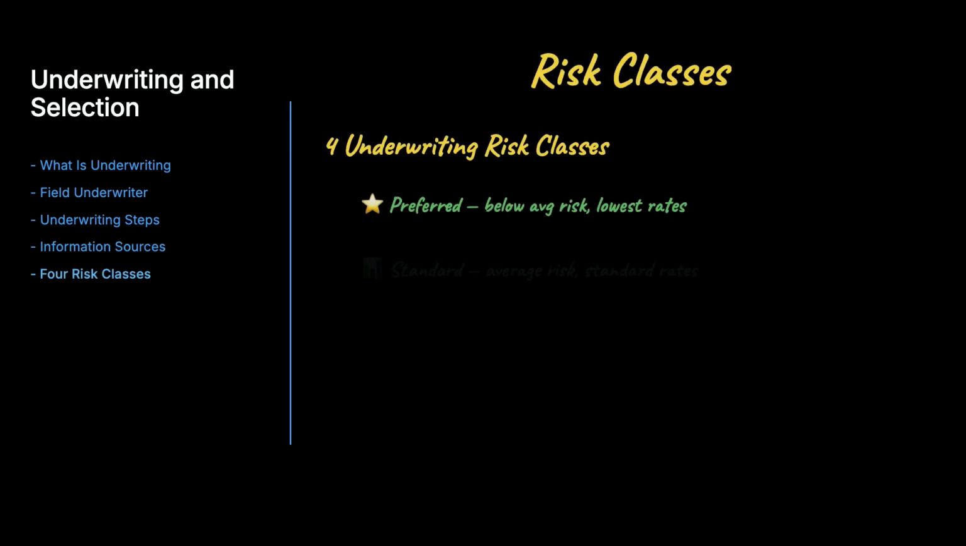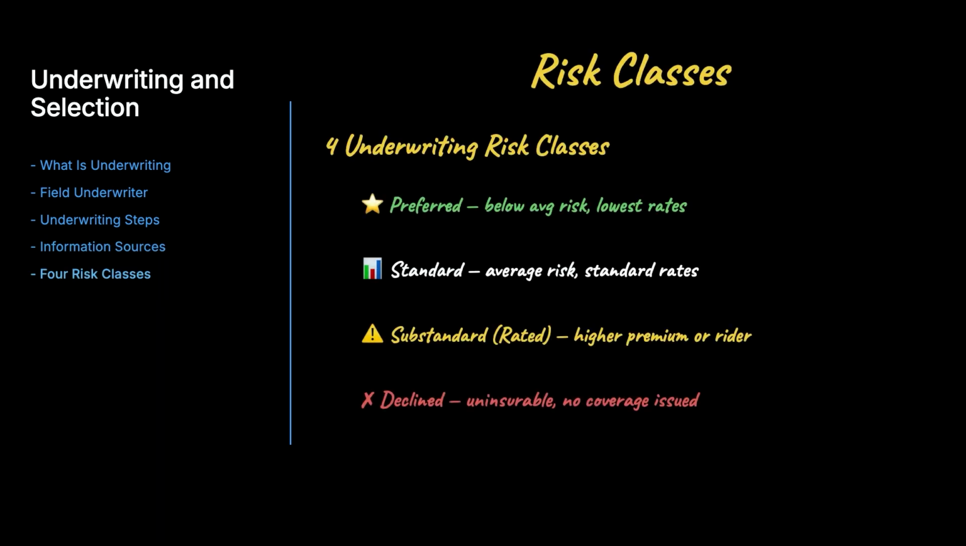After reviewing everything, the underwriter sorts the applicant into one of 4 classes, and you must know all 4. Preferred means a better than average risk with the lowest rates. Standard means an average risk at standard rates. Substandard, also called rated, means a higher risk that pays more or gets a rider. And declined means the risk is uninsurable.